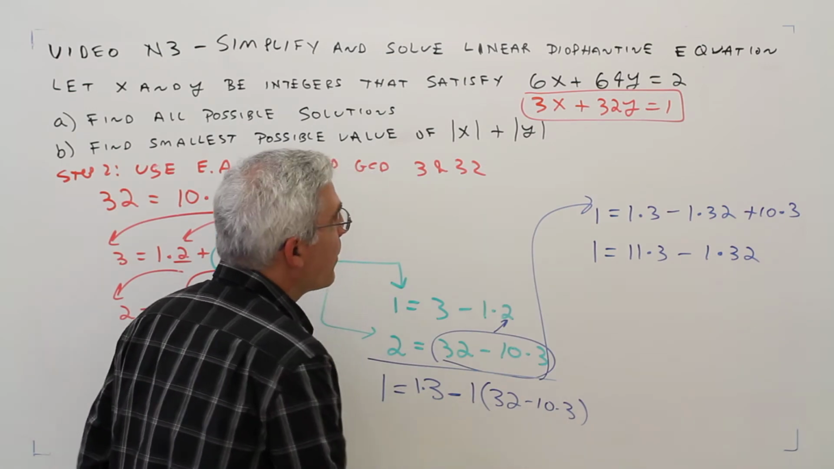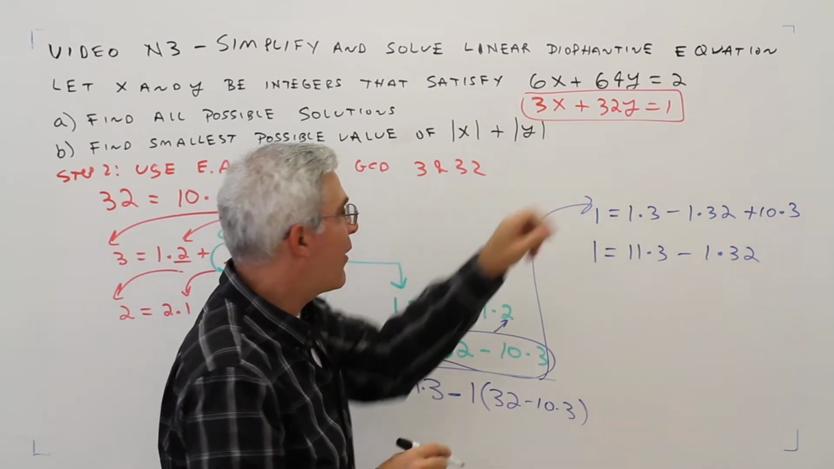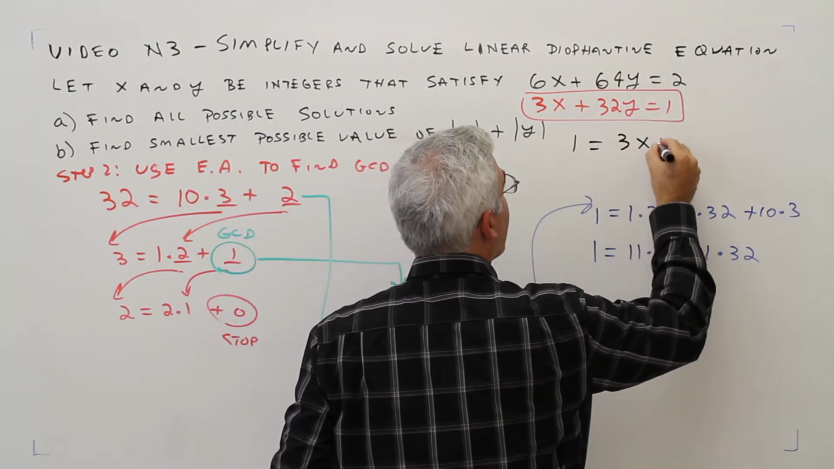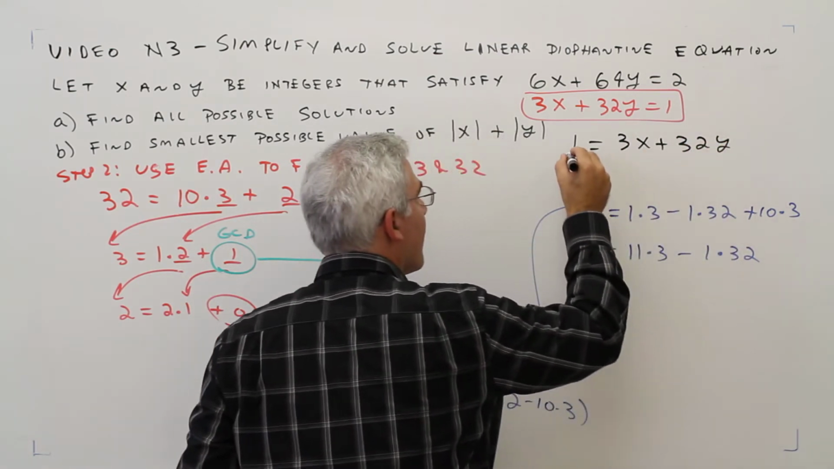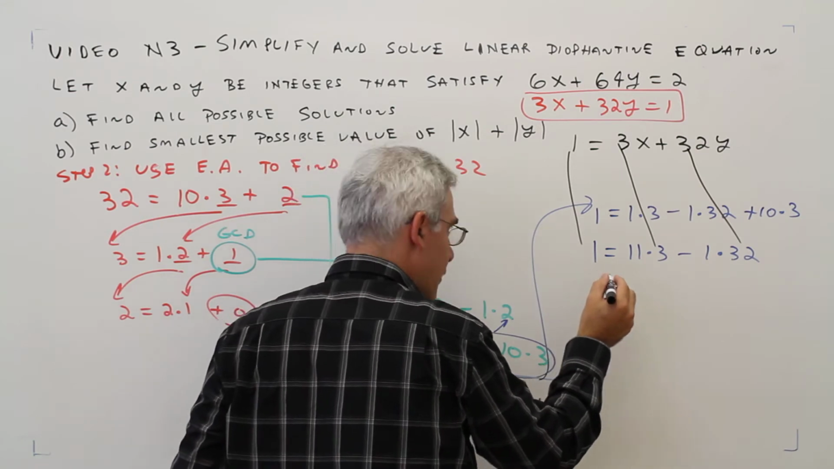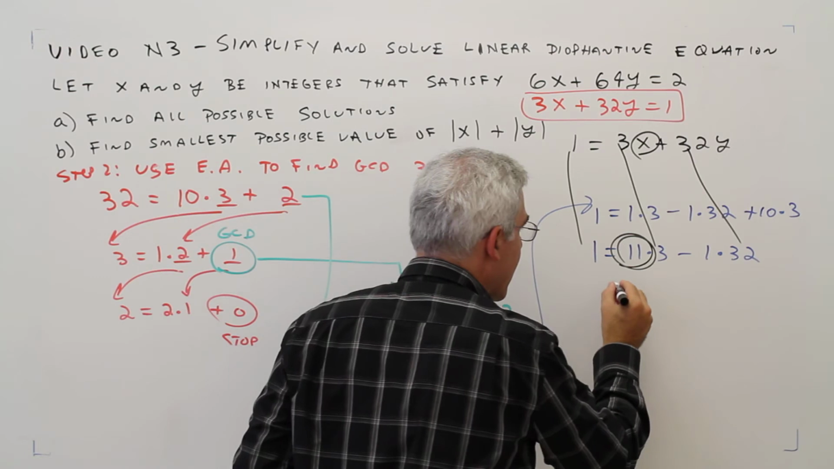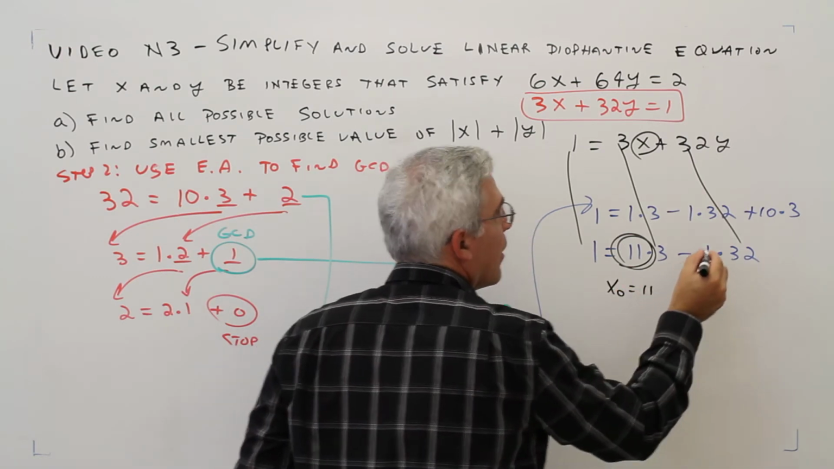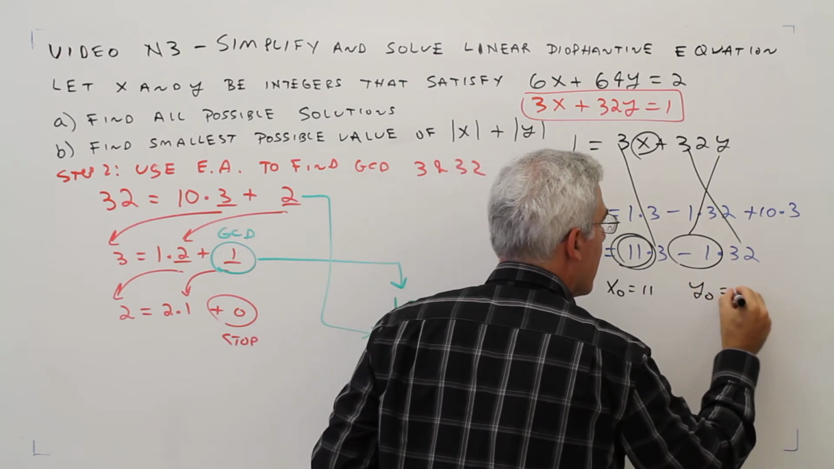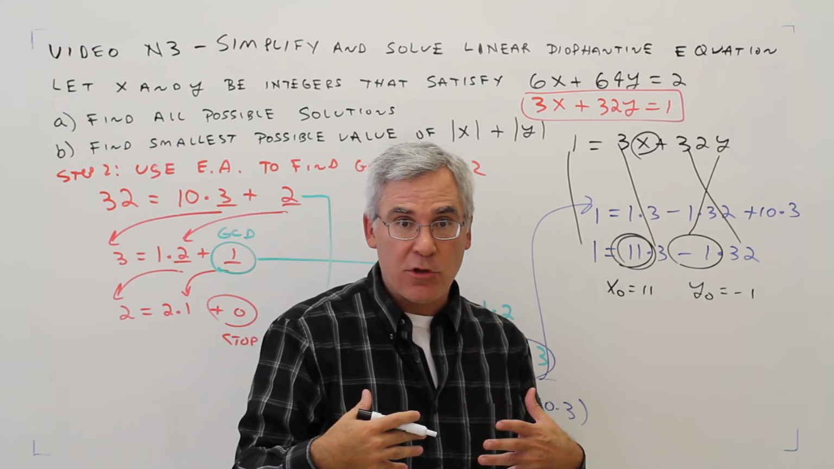And again, just the problem here, if we write it in a slightly different way, just so you can see it better, 1 equals 3x plus 32y. So here's the 1s, here's the 3s, here's the 32s. So 11 is going to be our x naught. And minus 1 is going to be our y naught. So again, those are my specific solutions.